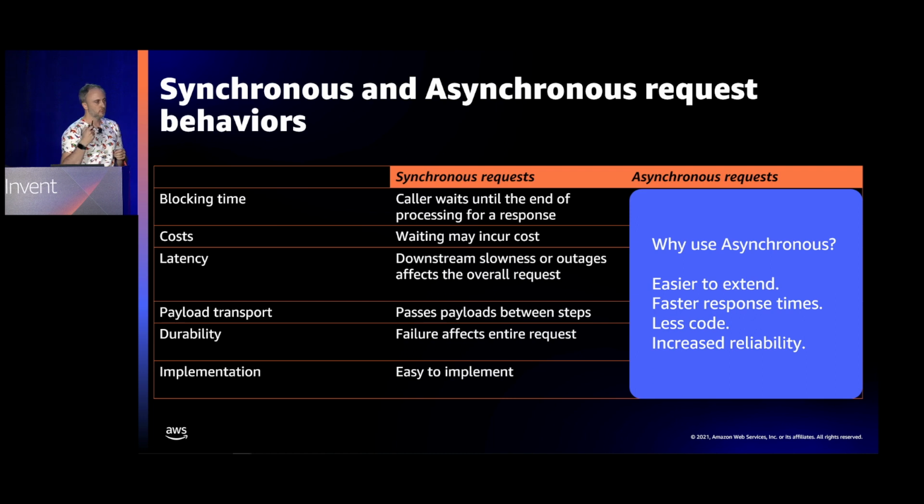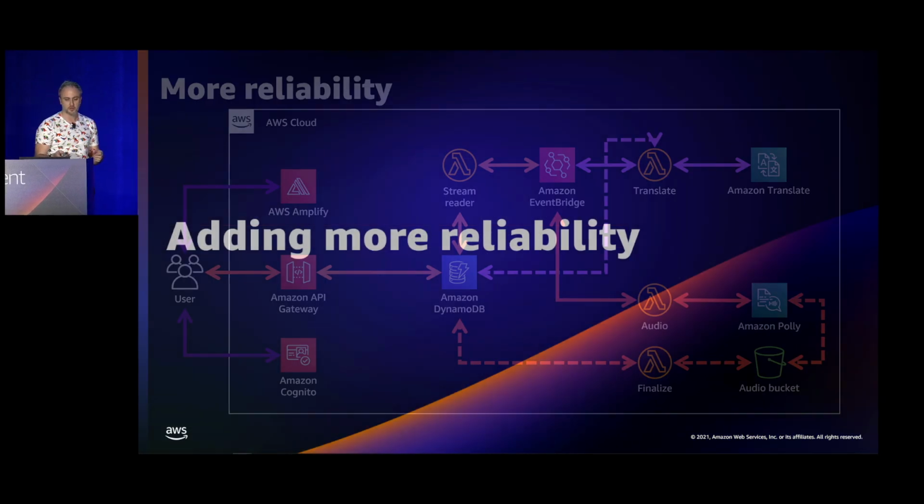In terms of the implementation, I think synchronous is an easier thing to implement because it's the way our brains think, right, procedurally, whereas asynchronous is a bit more complex. But it's worth running your Lambda function, your workloads asynchronously when you're building with Lambda. A few reasons. Your application becomes much easier to extend. If I needed that application to do something else, I could just generate a new event on EventBridge and route that off to another Lambda function. It's much faster response time for the end user. There's less code overall. And the reliability can be increased, and I'll show you how that's done.